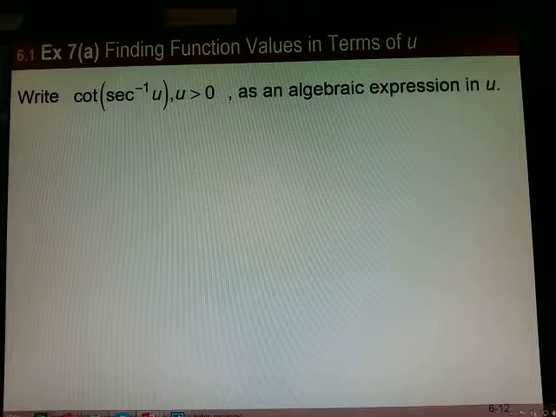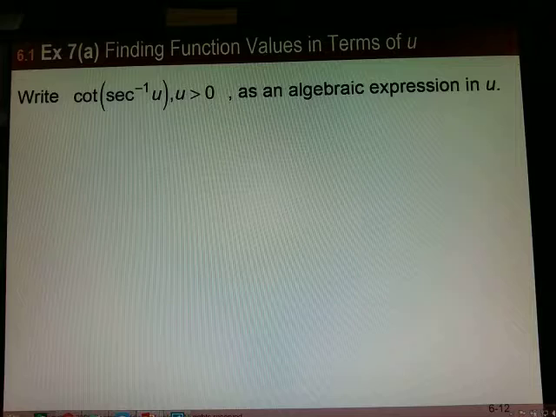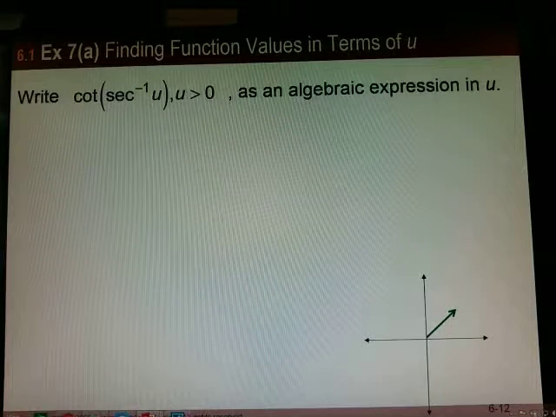Then we moved on and we did these with a u instead of a number. So I wanted to know the cotangent of the inverse secant of u. And they are giving me that the u is positive, so that's going to put me in quadrant 1. So we are in quadrant 1.